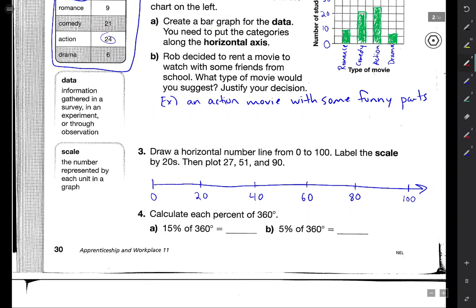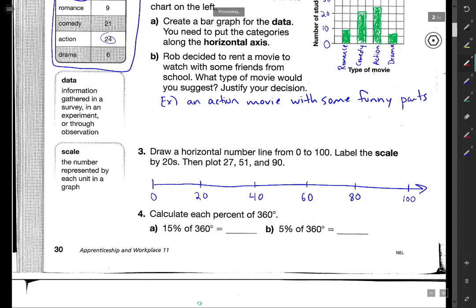So now let's plot these points on the line. 27, well, that's just below 30, and 30 would be right in the middle here. So I'd say 27 would go approximately here. 51 would be just above 50, so if 50 is in the middle approximately here, 51 would be just beside it. And finally, 90 would be right in the middle of 80 and 100.